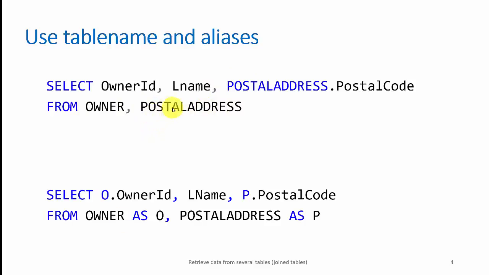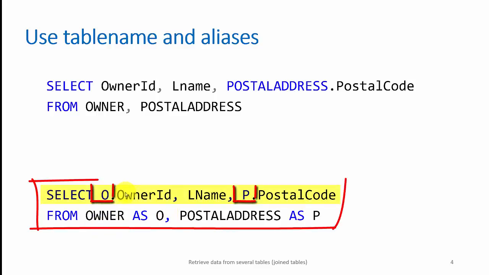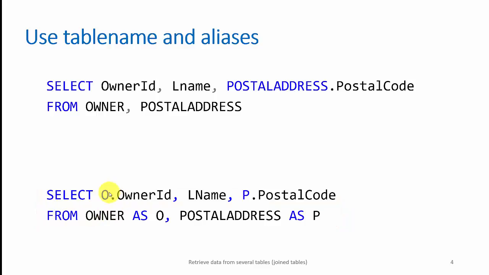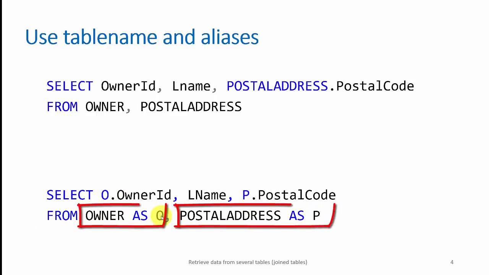If we want to operate with a shorter version of the table name instead of the full table name, then we can introduce aliases in the from part. Here we have written from owner as O and postal address as P, and then I will have to use these aliases in my entire query, also in the select part, even though it's first introduced in the from part. Like we see here, I've used O here and P here because we have introduced aliases in the next line.